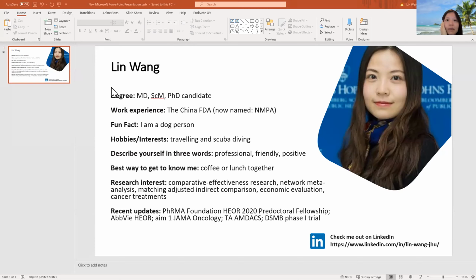Fun fact, I'm a dog person. I used to have a Chihuahua, and he passed away in his 14s, so basically of old age. And I really loved him.